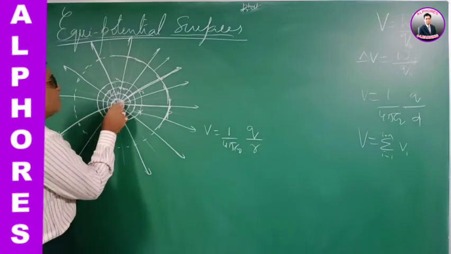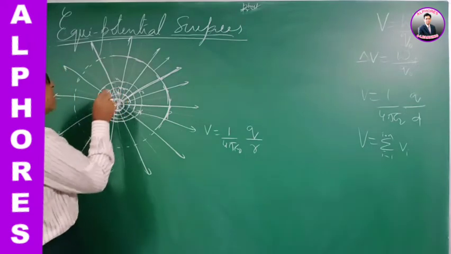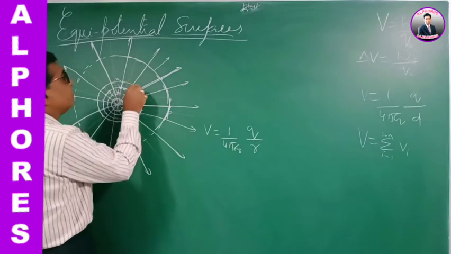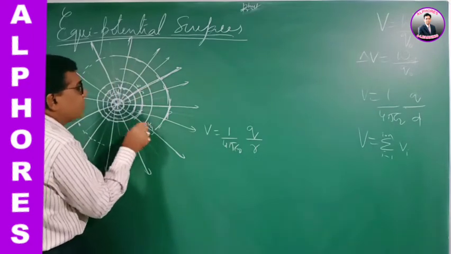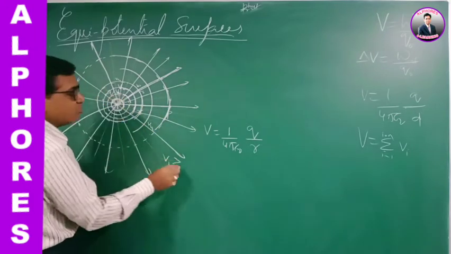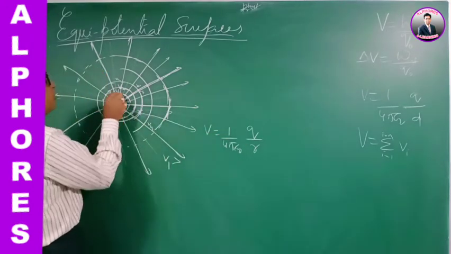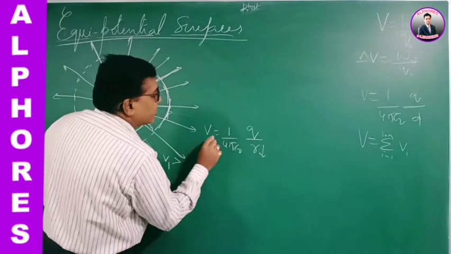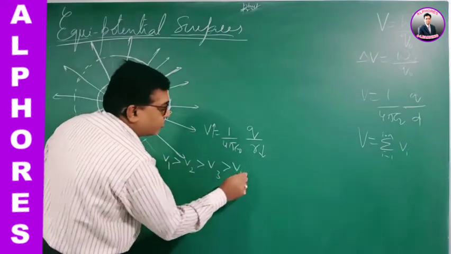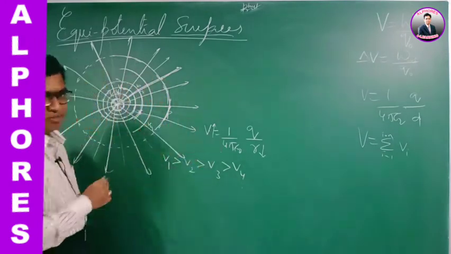Another point: when you take the nearest point, here the potential is V1, for the next layer the potential is V2, the next layer V3, the next one V4. As I move away, the potential is decreasing. V1 is more since potential is inversely proportional to distance. For the same point charge Q, at V1 R is less, so potential is more. So V1 is greater than V2, greater than V3, greater than V4. As you move away from the charge, the potential is decreasing.